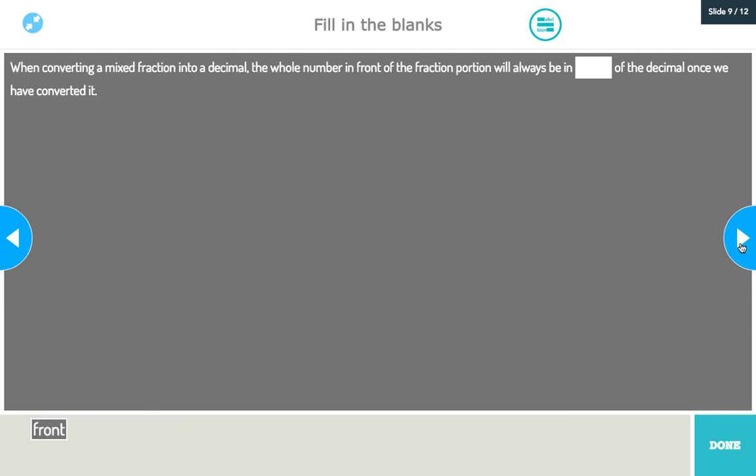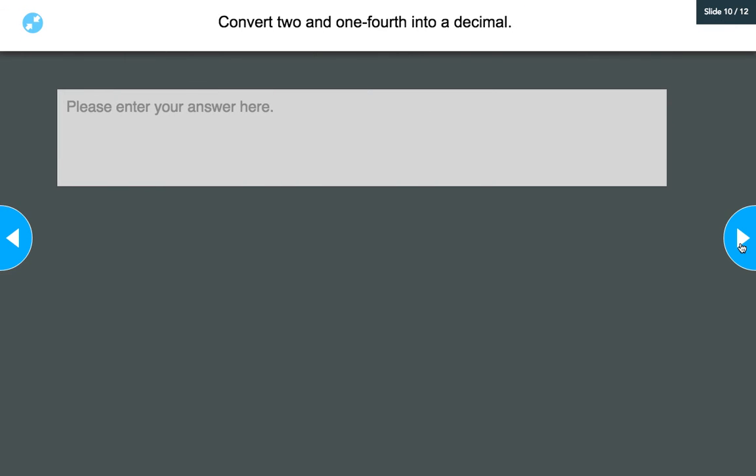When converting a mixed fraction into a decimal, the whole number in front of the fraction portion will always be in blank of the decimal once we have converted it. Convert 2 1/4 into a decimal.